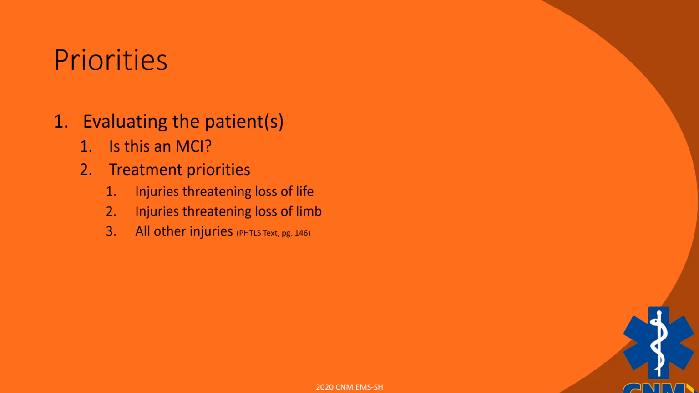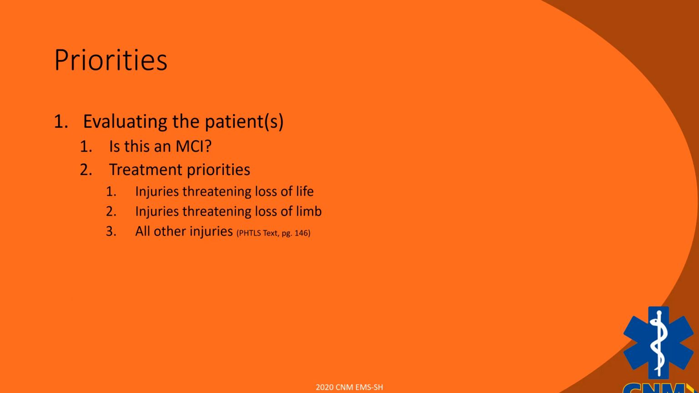You're primarily looking to identify in your first organization of MCI triage is trying to figure out how many patients do I have that are at threat of loss of life, and then those that are loss of limb, and then those that have all other injuries, or maybe they're within the green or minor category. And then from there, we'll have to figure out what to do.